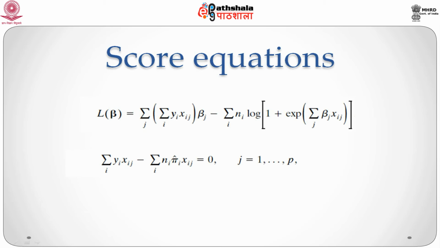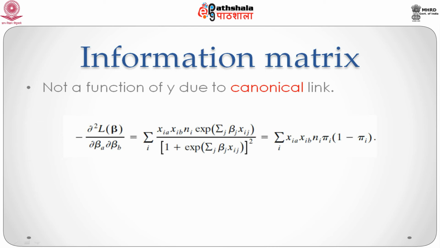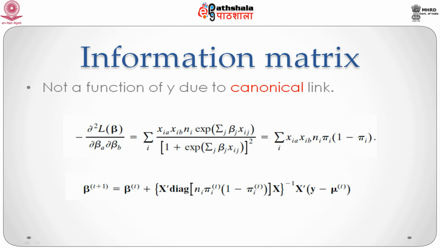The score equations here are no more complicated. Their log likelihood is given on the first line of this slide, and because this is the canonical link, the likelihood equations will simplify and in fact are given by summation over I y i x i j minus summation over I n i pi I hat x i j equal to 0 for j equal to 1 to p. The information matrix too will simplify, and note that the information matrix will not be a function of y because we have used the canonical link.